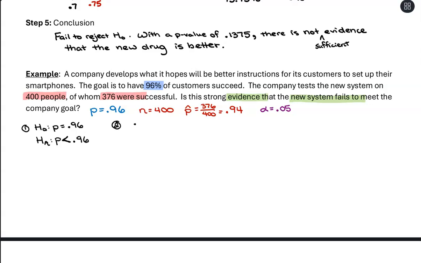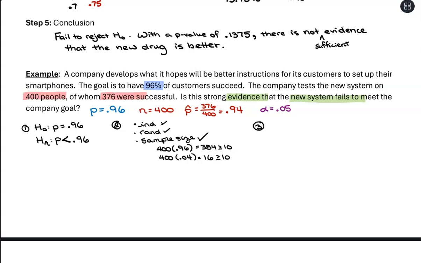Next up, we need to check the conditions. So independence, randomization, and sample size. So we're good for independence, randomization, and then sample size. I'm going to take my sample size of 400 and multiply it by 0.96. I'm also going to take that 400 and multiply it by 0.04 from 1 minus 0.96. And that's going to be a 384 and 16. Oh, so we just make it over that barrier there with that 16, but we're good to go.